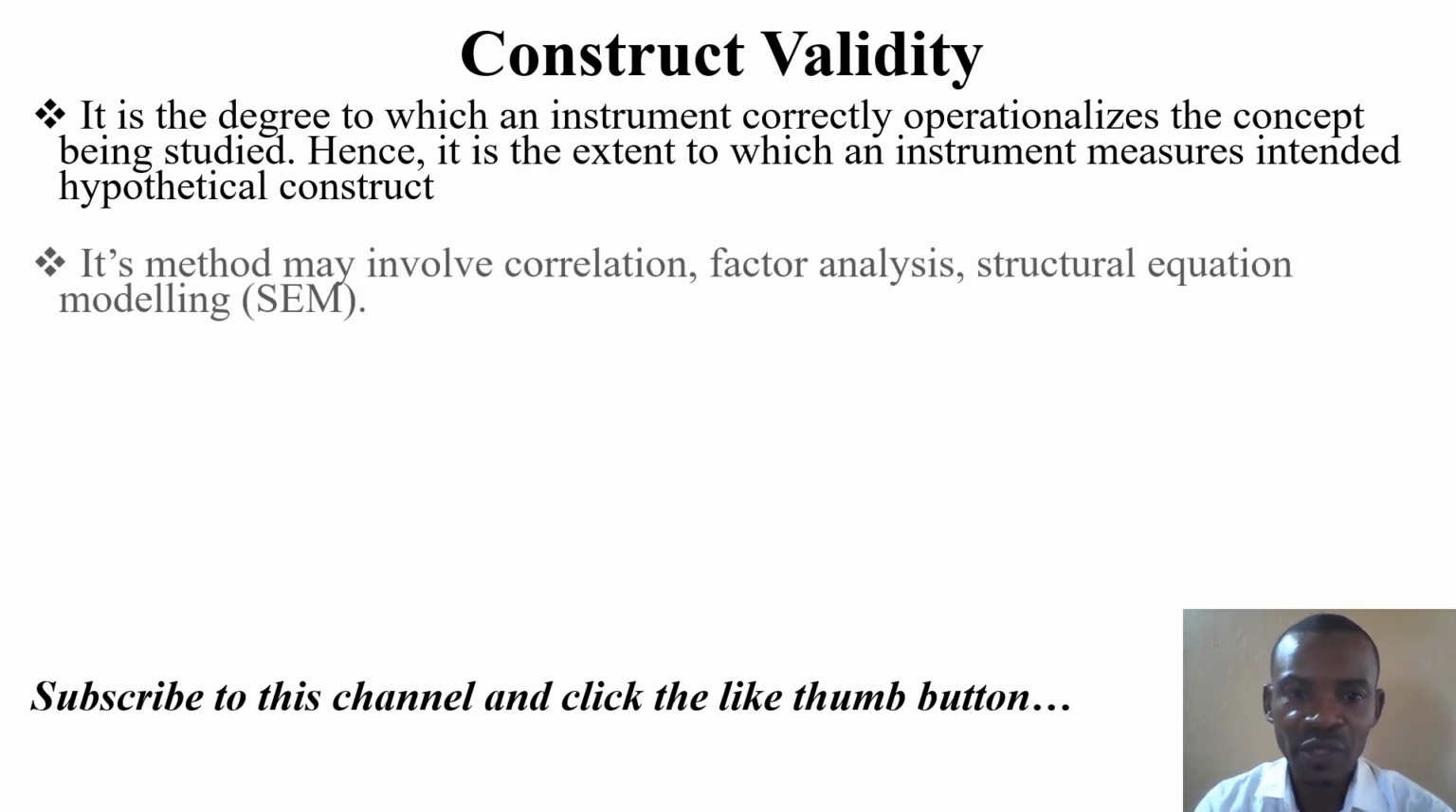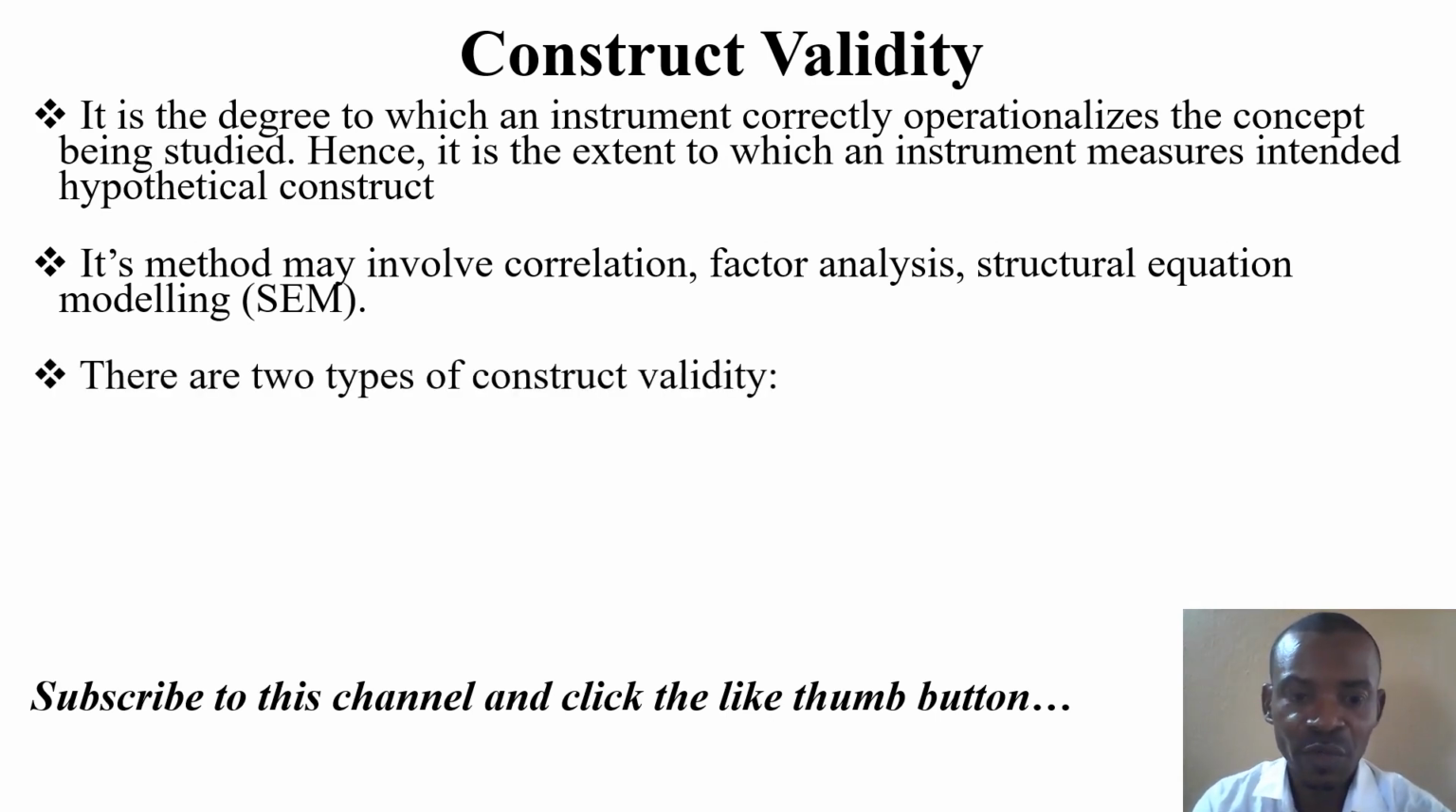And that is why we said that the methods involved in construct validity may include correlation, factor analysis, structural equation model, as the case may be. My future video on the methods of establishing the different types of validity will handle the different methods in detail. So look out for that video. You are not going to miss that video.